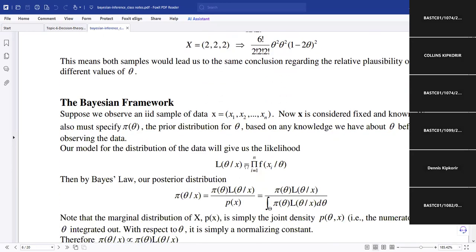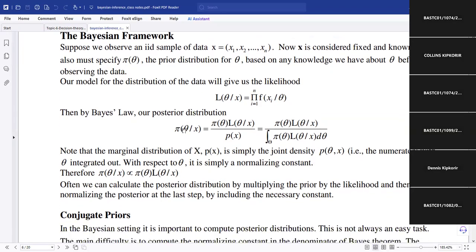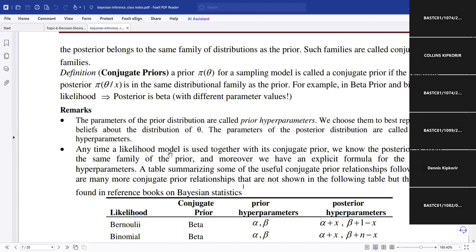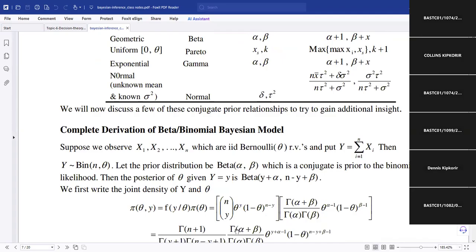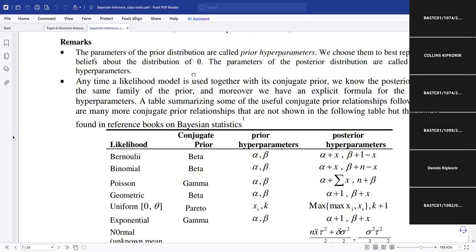Now I'll begin here with the Bayesian framework. Once you're able to compute our likelihood function, how do you now move with the Bayesian rule or the Bayesian law, so that now we get the Bayesian distribution? And we'll define all these, the conjugate priors of each and every function, then do some derivations, complete derivations of beta-binomial Bayesian models. So let me look at this particular part and also those derivations when we meet physically in the next class.